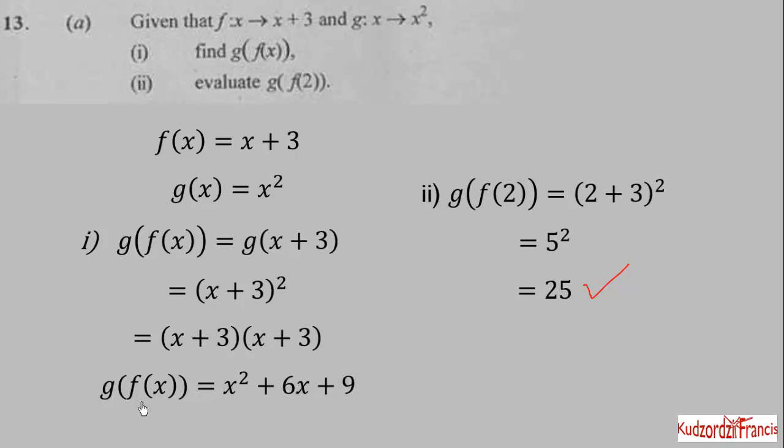So this is not the only way you can do it, you have other options. So the second part, you can also plug in 2 here, so 2 squared plus 12, that will be 16 plus 9, which is 25.